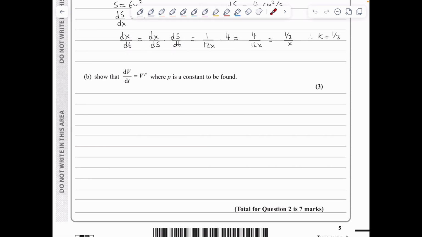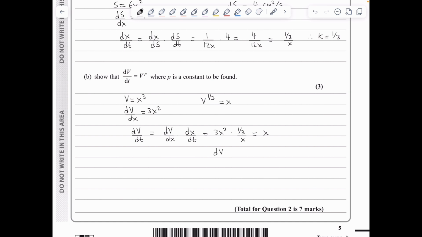In part B, we need to show that dV/dt is V to the power of p for some constant p to be found. So we know that the volume is simply going to be x cubed. So dV/dx is equal to 3x squared. So we are looking for dV/dt. So once more, I will be applying the chain rule of differentiation. It's going to be dV/dx times dx/dt. So dV/dx, we found this to be 3x squared. dx/dt is a third over x. So this simplifies to simply x. And since we know that V is x cubed, we can easily see that V to the power of 1 over 3 is x.